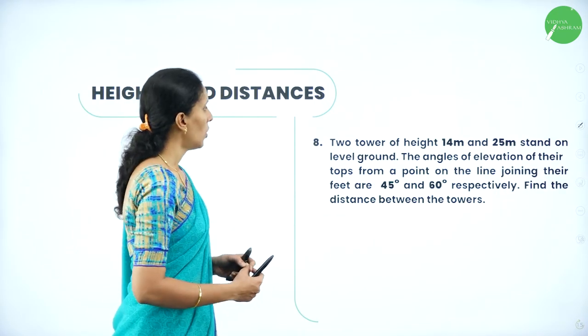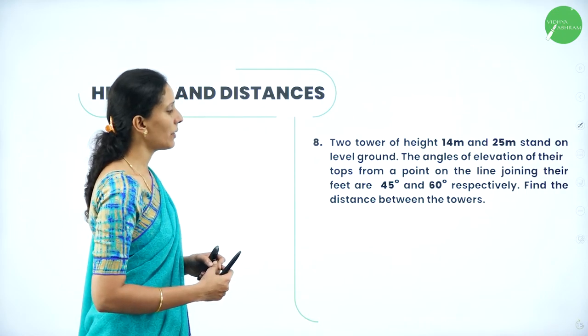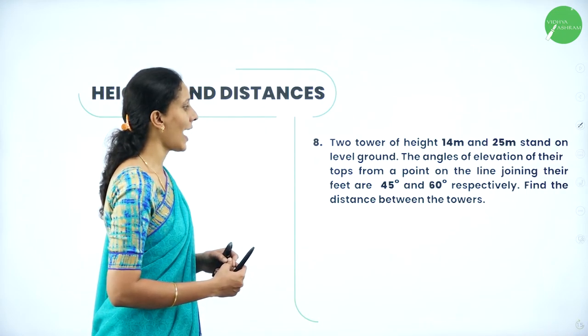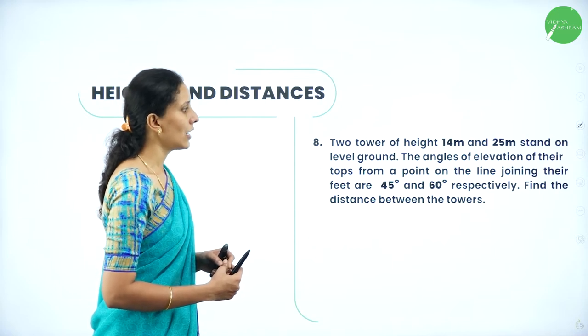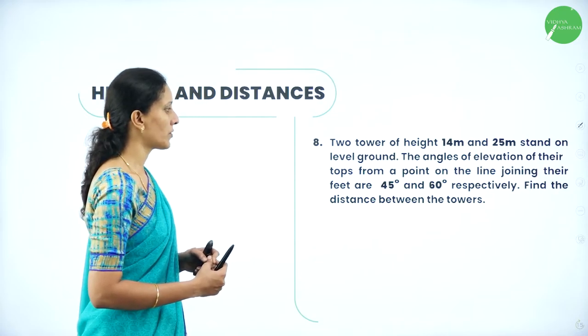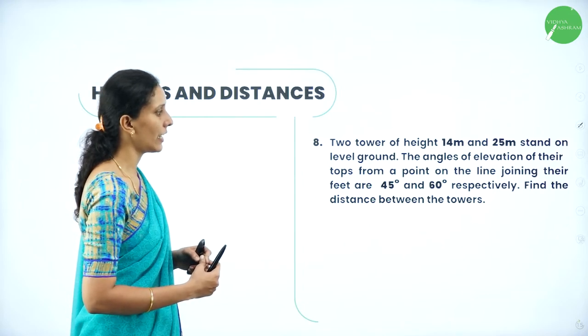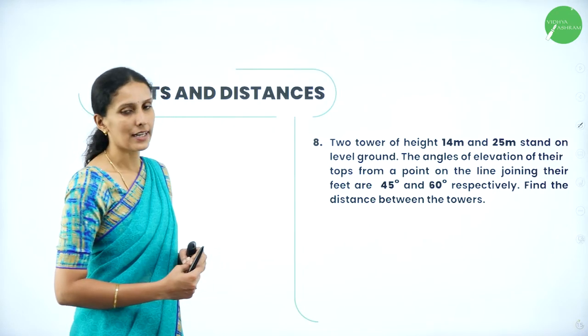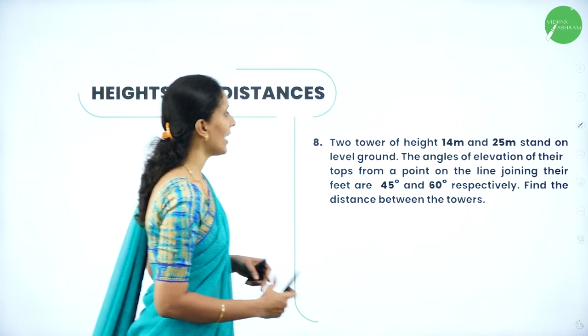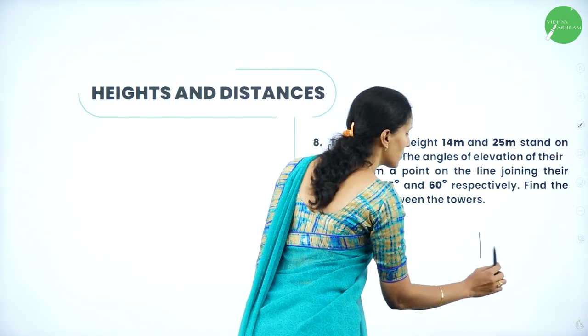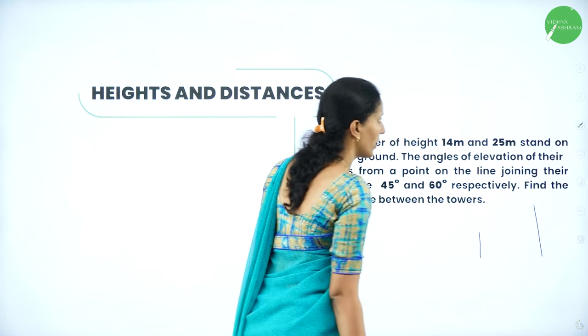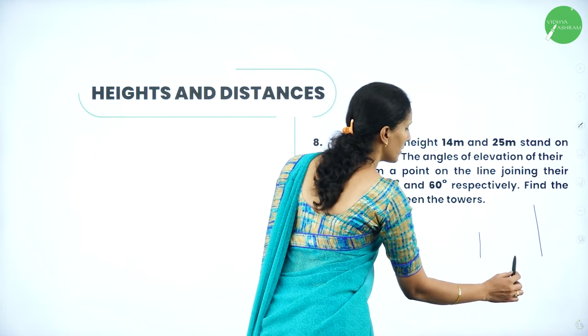Next question. Two towers of height 14 meter and 25 meter stand on level ground. The angles of elevation of their tops from a point on the line joining their feet are 45 degree and 60 degree respectively. Find the distance between the towers. So we have two towers. One tower is 14 meter, another tower is 25 meter. So we are in between here.